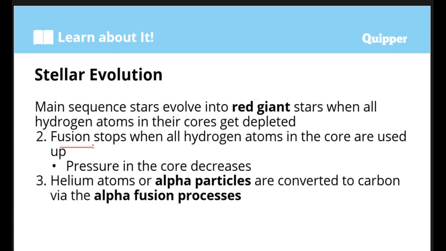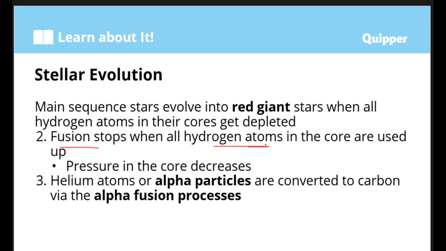Then from this, fusion stops when all hydrogen atoms in the core are used up. So take note, the red dwarf star contains more of the hydrogen. Whereas it gathered much of the hydrogen, it evolves into a red giant star. And the red giant star needs helium. So when there is no hydrogen available already to absorb, they undergo a proton-proton reaction and produce helium. But there would be a time that the hydrogen that is being absorbed and converted into helium is no longer available.